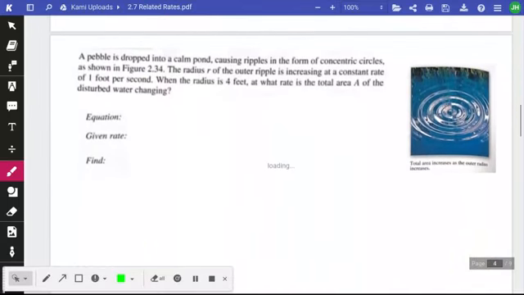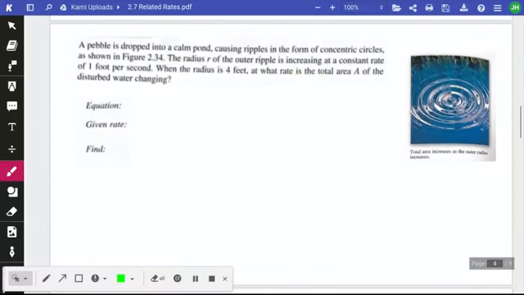I often will name my variables according to what we're talking about. All right, so we have a word problem. A pebble is dropped in a calm pond, causing ripples. There's your example of your ripples. It is talking about the radius changing.